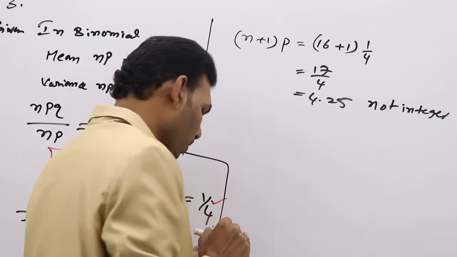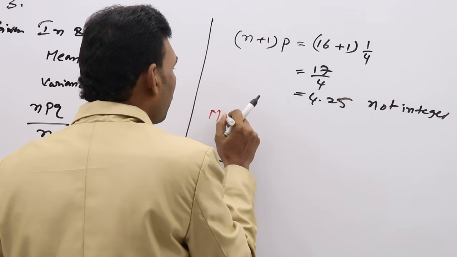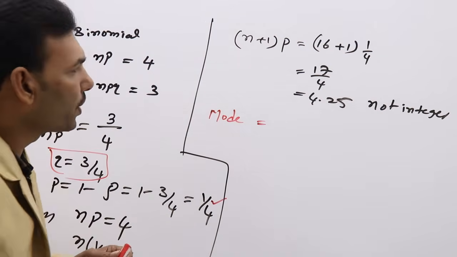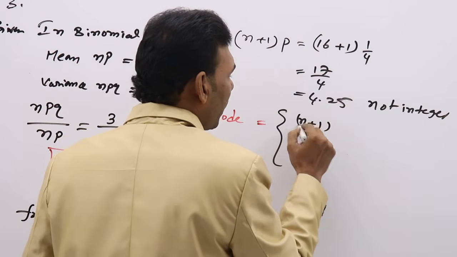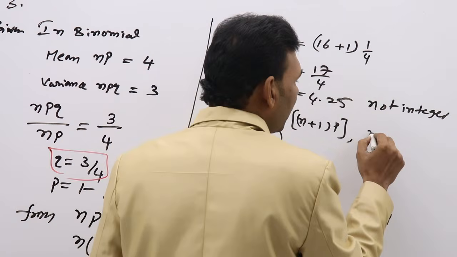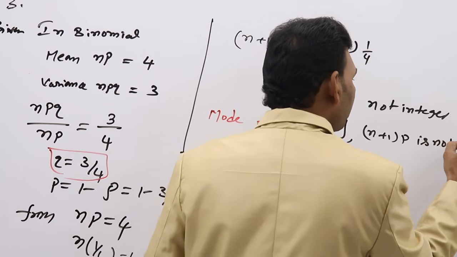So now I will tell you what is the exact mode of binomial distribution. The mode of binomial distribution is equal to the integral part of n plus 1 into p, if n plus 1 into p is not an integer.